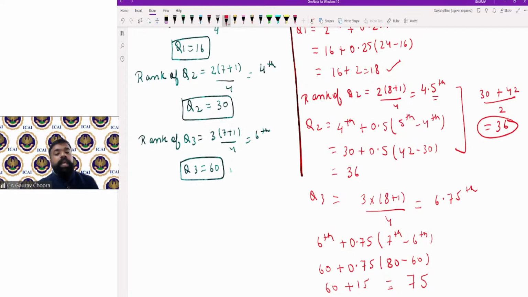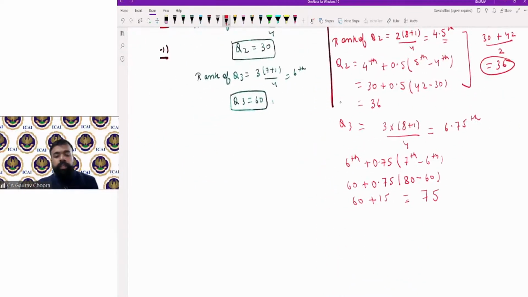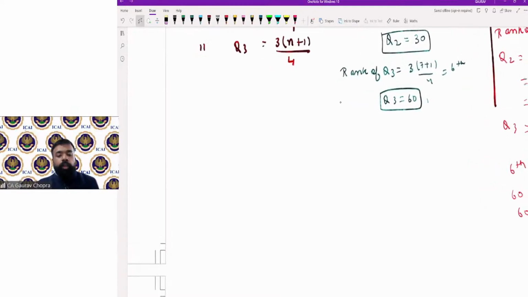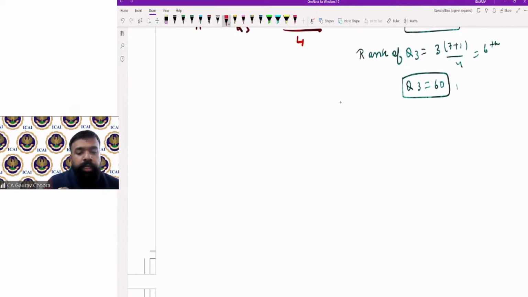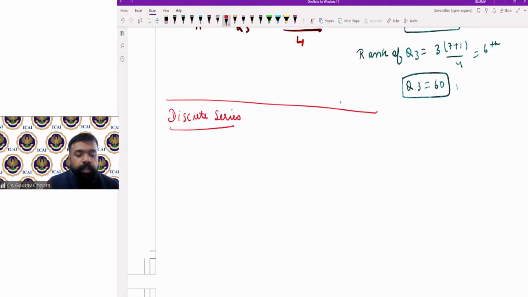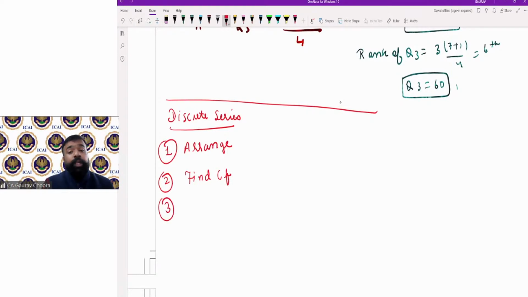So in this way, you can calculate quartile in individual series. Similarly, if the series is discrete or continuous, apply the same steps of median. Only rank will change. So discrete series. The first step is arrange the series. Second step is to find CF, cumulative frequency. Third step is to calculate the rank.